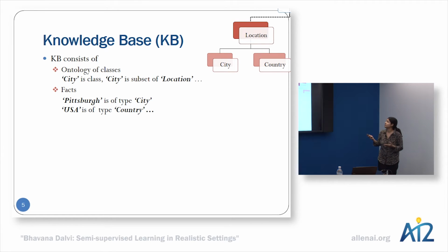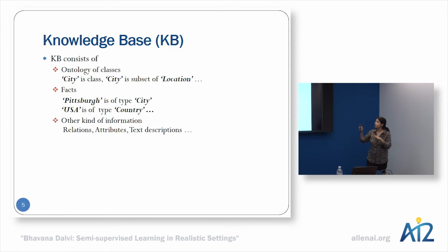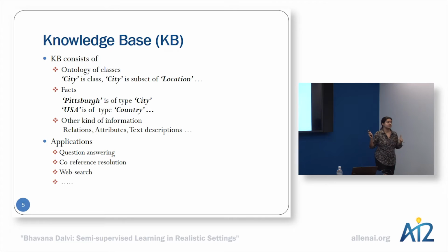If some of you are not familiar with what a knowledge base is, it has an ontology of classes where we know that there is a concept called city, and this is of type location. So we have been given some hierarchy of these classes, and there are facts that it's trying to learn of this type. Pittsburgh is of type city, USA is of type country, and so on. There is some more information in the knowledge base in terms of relations, attribute values and text descriptions. And such knowledge bases are very useful in tasks like question answering, co-reference resolution, and these days in web search.